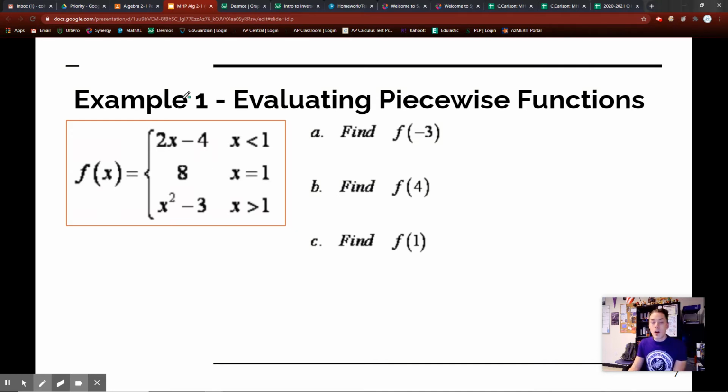Now what are these? Before I actually get to that, what are these little pieces? These are the functions. So I'm going to say these are what we call the actual functions. And then these right here, what is that? That is what we call the restrictions, or more specifically, the domain restrictions.